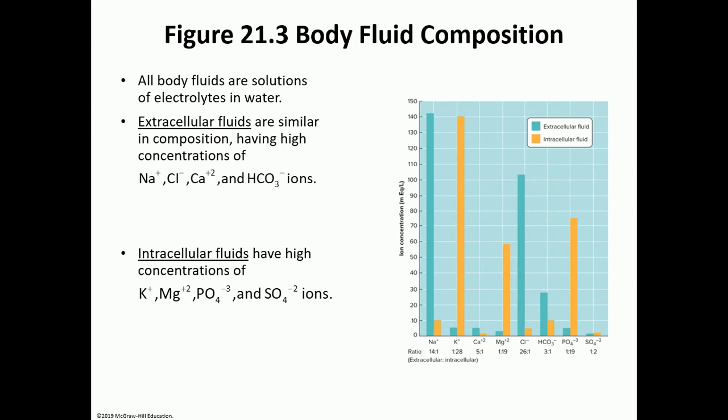Now, if you want to take a look at the electrolytes, the electrolytes that are found extracellularly, the most important cation or positive ion would be sodium, while the most important negative ion or anion is chloride. When it comes to intracellular fluid, the most important positive ion is potassium, and the most important negative ion would be phosphates.